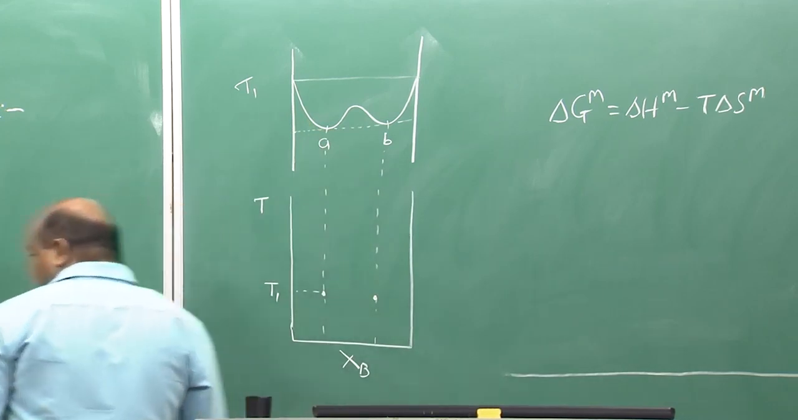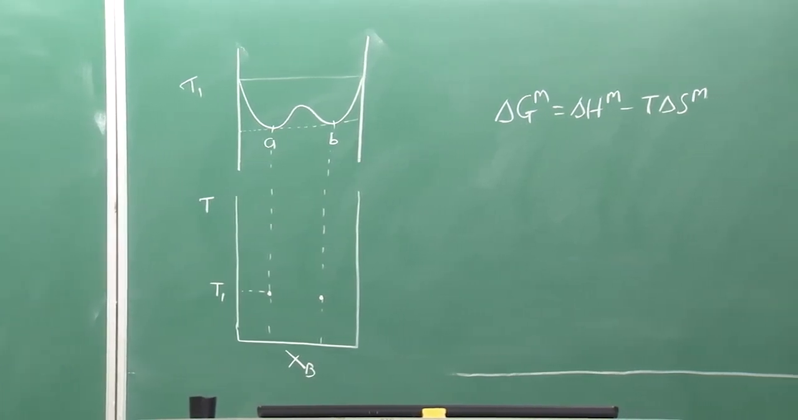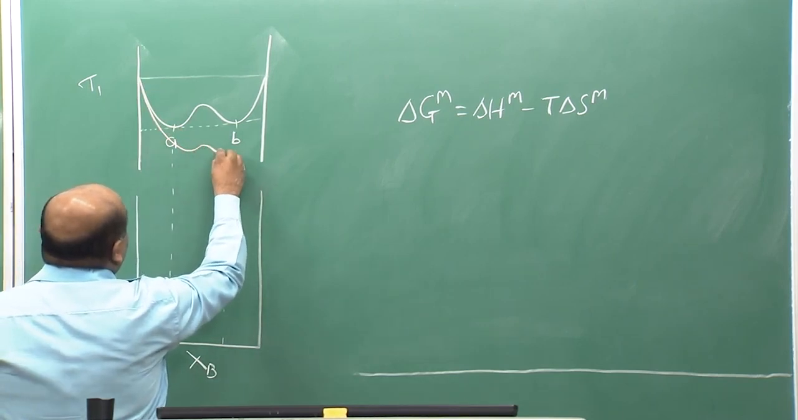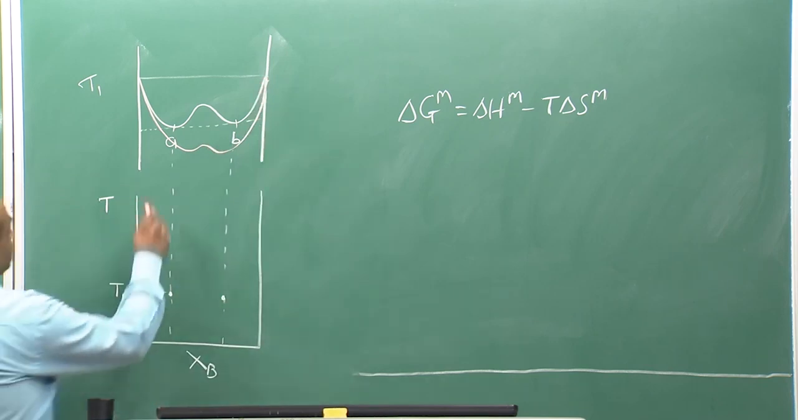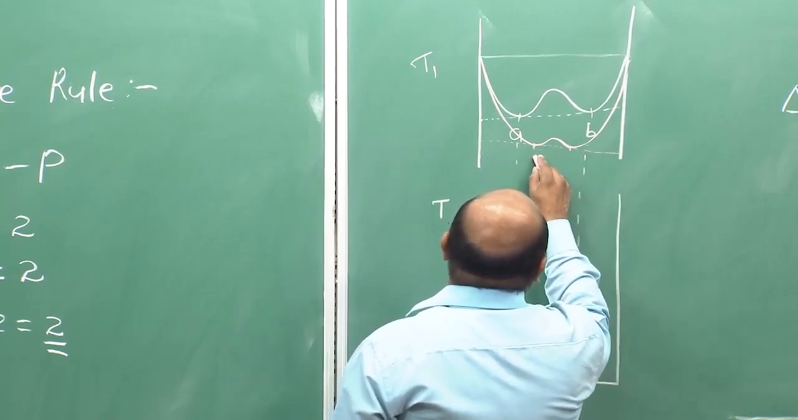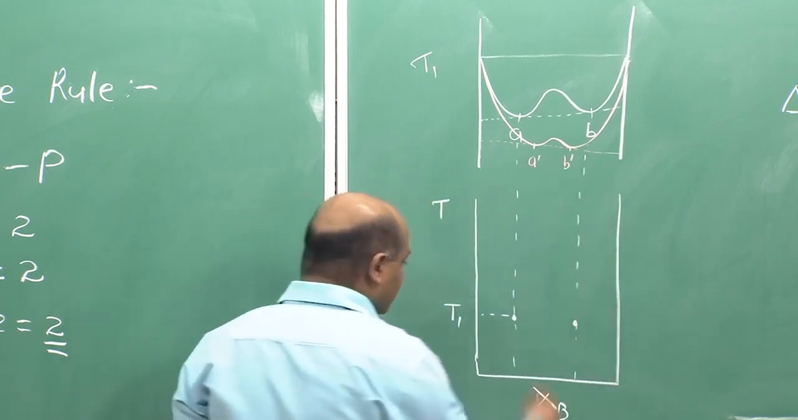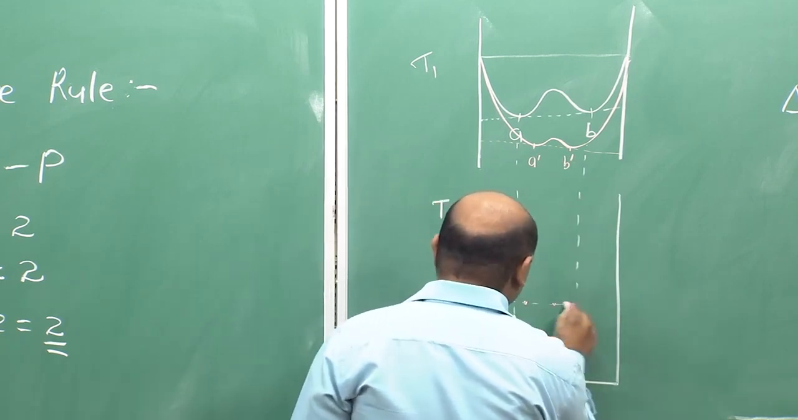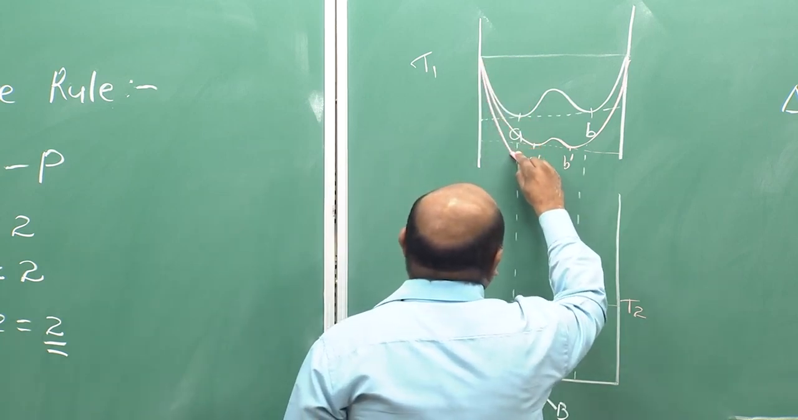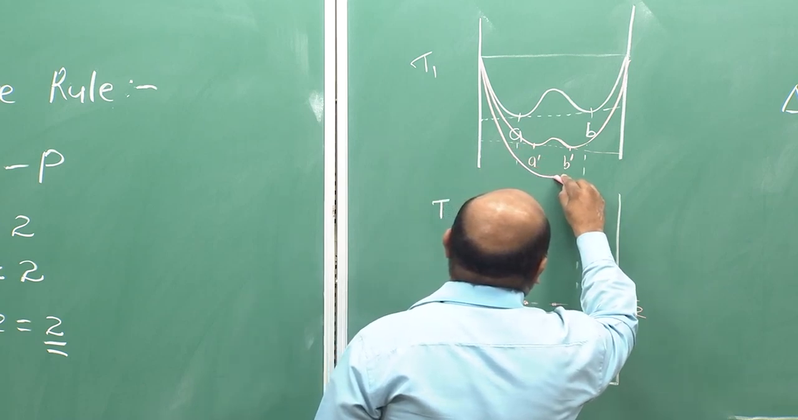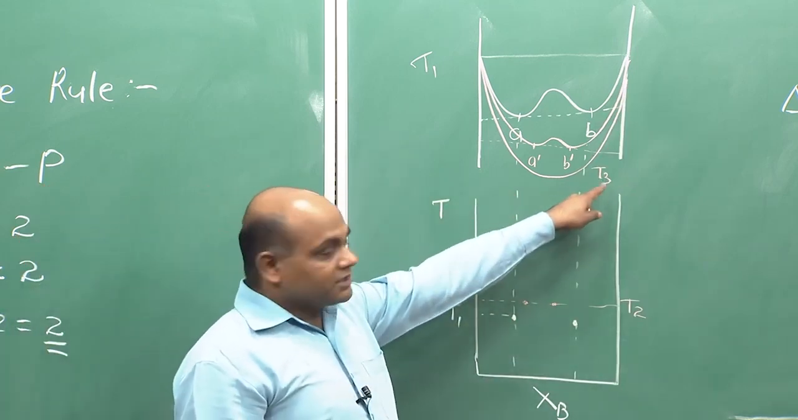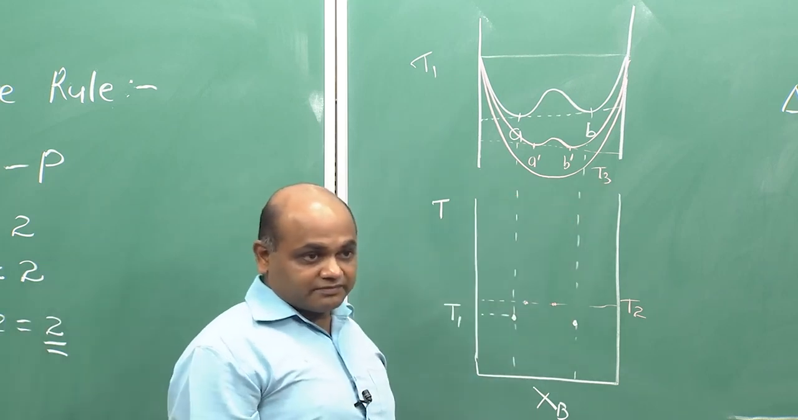So, if I draw the same curve at a higher temperature, it will be something like this. And if I determine again the equilibrium compositions by tangential intercept method, this will be say A prime B prime. So, at a little higher temperature, let us say at T2, plot this. If I keep increasing the temperature, at some point this negative curvature will vanish. During the transition, at some temperature T3, the curvature will become 0 at this point, and that is called the critical point.